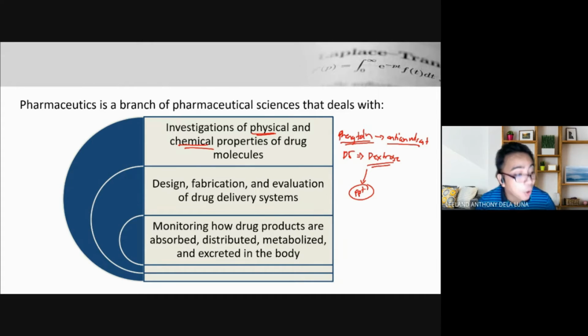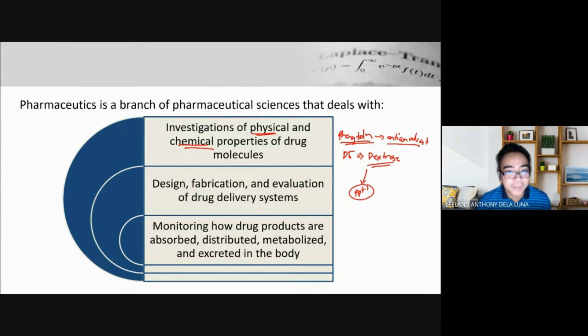We call that class incompatibilities. You'll have a subject for that. Tama ba ako? May separate subject kayo na pag-aaral nyo, puro ganito lang. Ano yung mga incompatibilities ng drugs natin? And for you to understand those incompatibilities, class, you have to first understand the physical-chemical properties of these drugs.